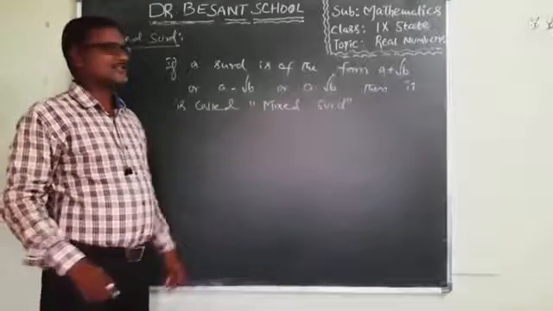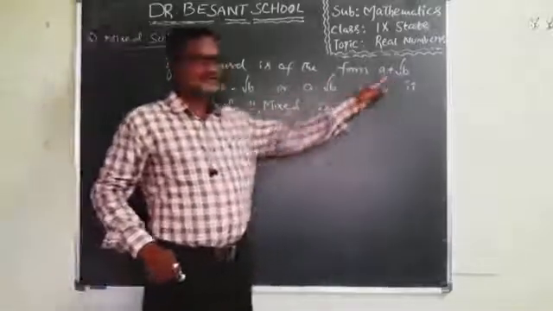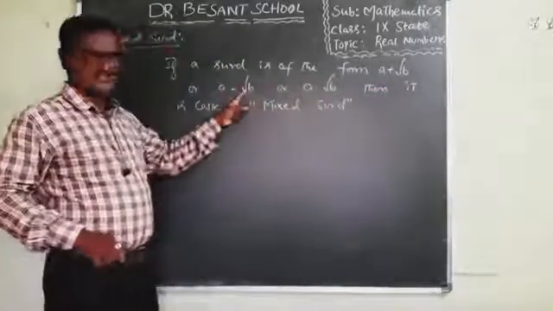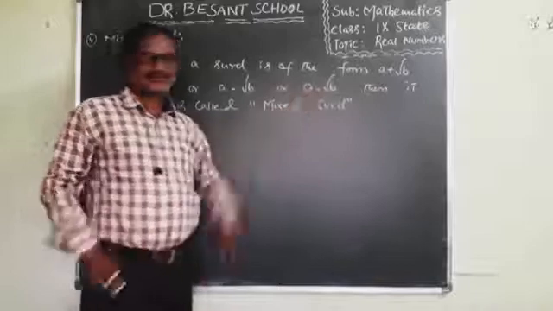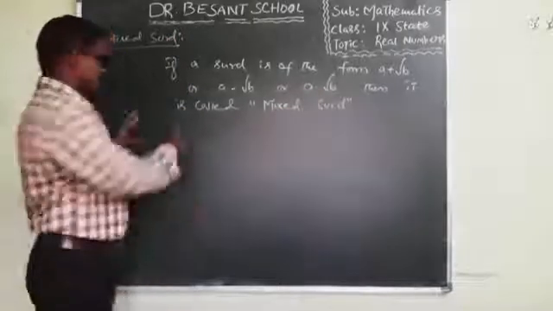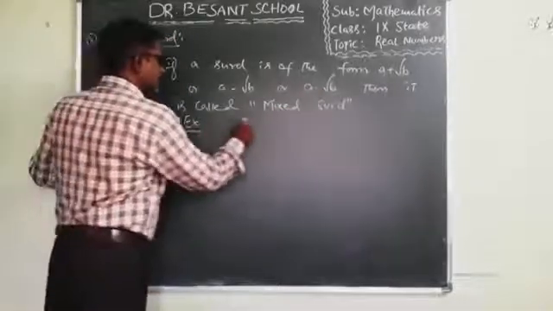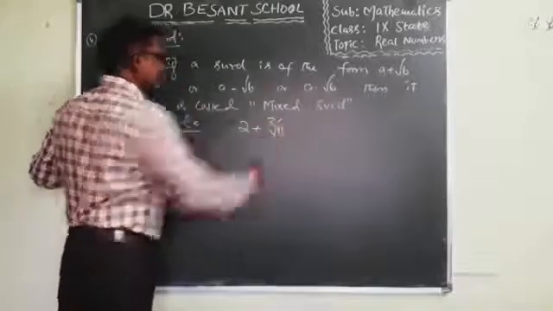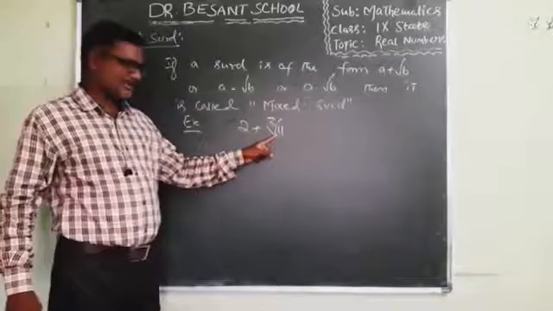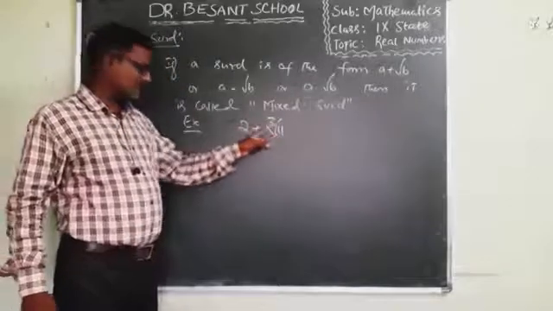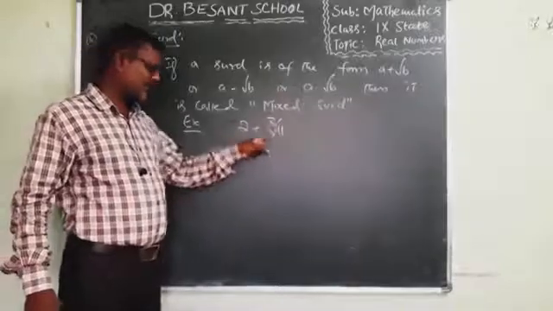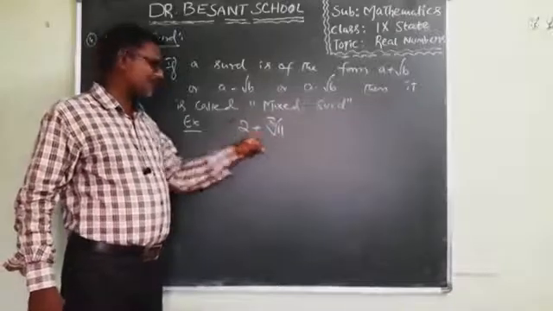Mixed surd: a sum of a rational number and a surd, or a difference of a rational number and a surd, or a product of a rational number and a surd. That is called a mixed surd. Let me write examples. 2 plus cube root 11. It is in the form of a plus root b, the sum of a rational number and a surd.